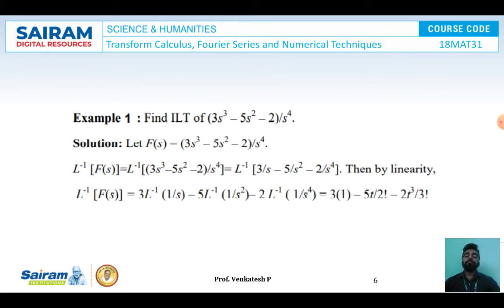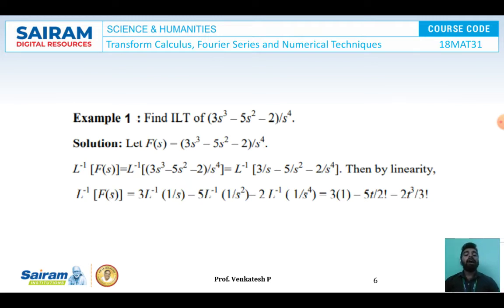Example number 1. Find the inverse Laplace transform of (3s cube minus 5s square minus 2) whole divided by s power 4. Now here, how do we convert this s in terms of t? We have to use some standard inverse Laplace transform formulas. As you know, Laplace transform of 1 is equal to 1 by s. Similarly, the Laplace inverse of 1 by s will be equal to 1.